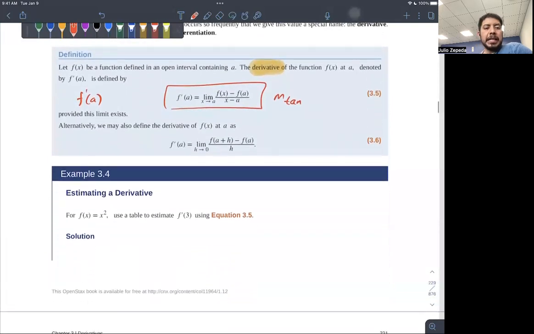Okay. So estimating a derivative. Let's see what this says. For f of x equals x squared, use a table to estimate f prime of 3.